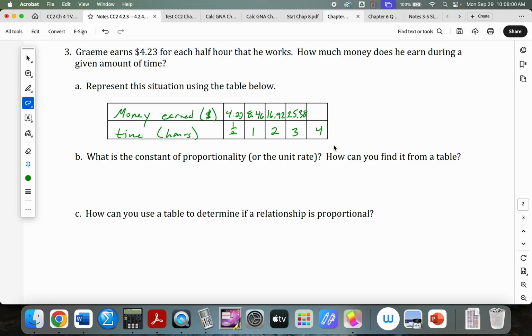And then if we were going to do 4 hours, what would be the simplest way to find that one? Yes, sir. 16.92 plus 16.92. Yeah, or multiply it times 2, either way.